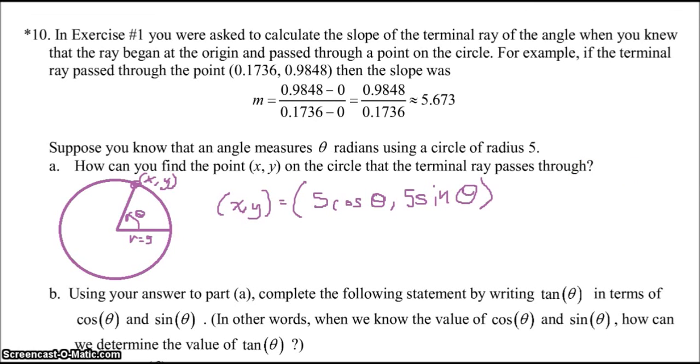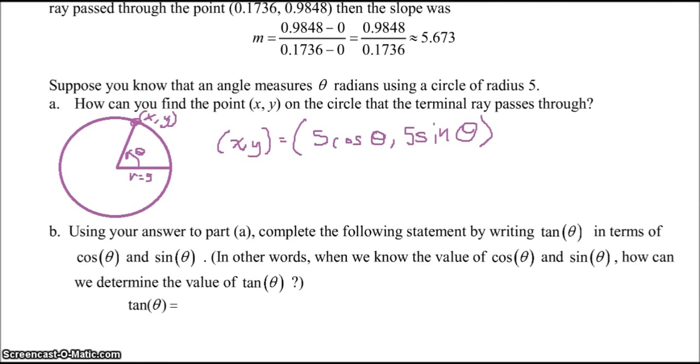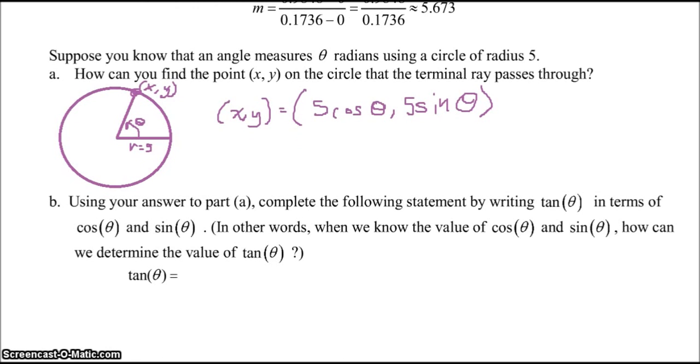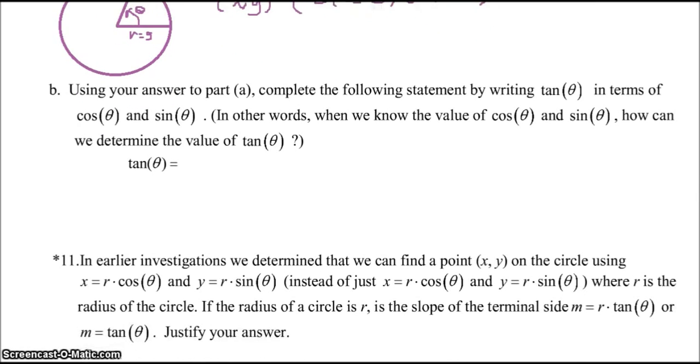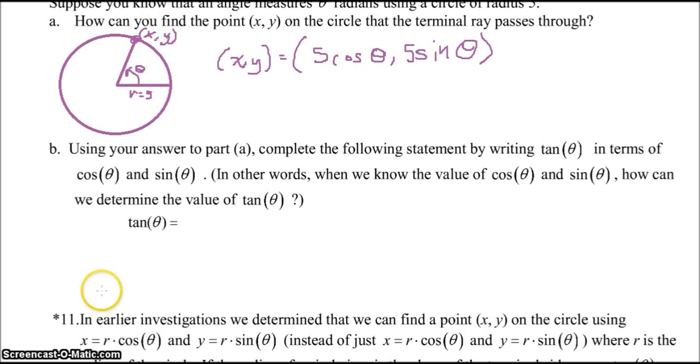Using your answer to part A, complete the following statement by writing tan theta in terms of cosine theta and sine theta. In other words, when we know the value of cosine theta and sine theta, how can we find the value of tangent theta? Well, tangent theta is simply the change in y over the change in x, because it's the slope of the line. So it'll be 5 sine theta over 5 cosine theta, which is simply sine of theta over cosine theta.